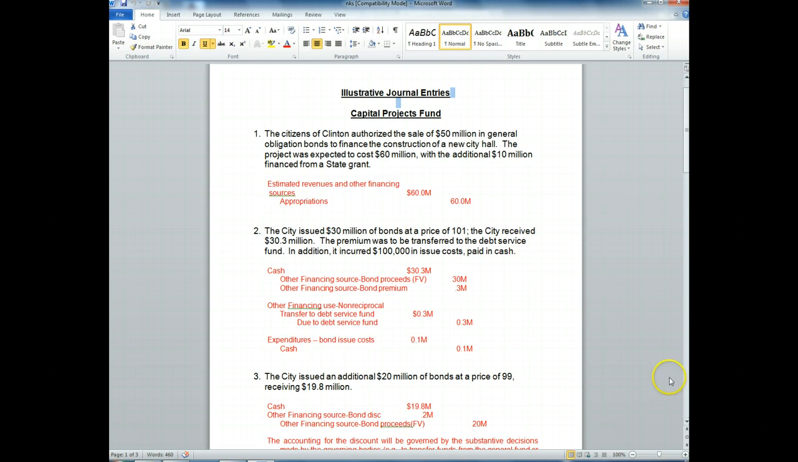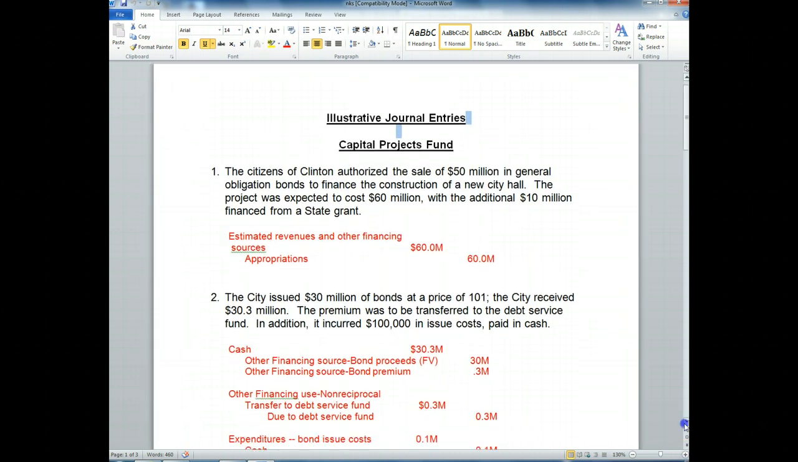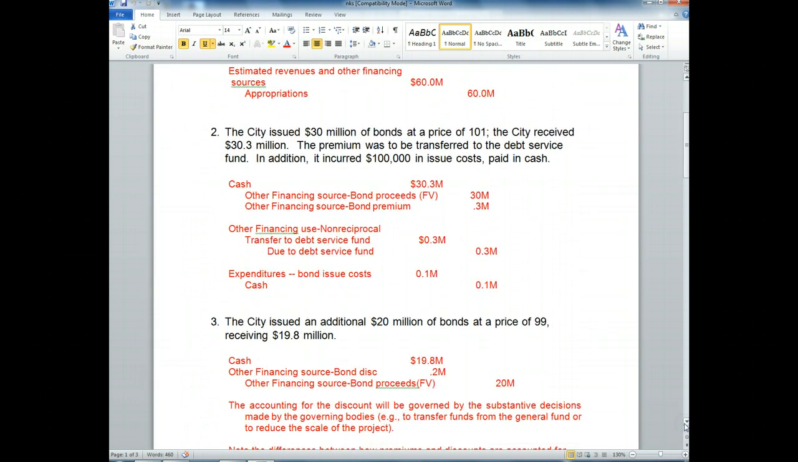Number 2, and I'll make this bigger for you. Number 2, the city issued $30 million of bonds at a price of $101. The city received $30.3 million. The premium was to be transferred to the debt service fund. In addition, it incurred $100,000 in issue cost, paid in cash.